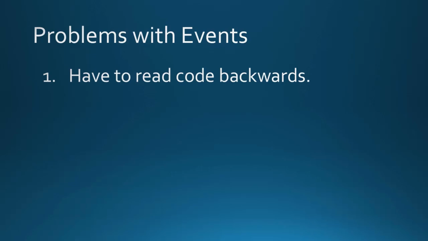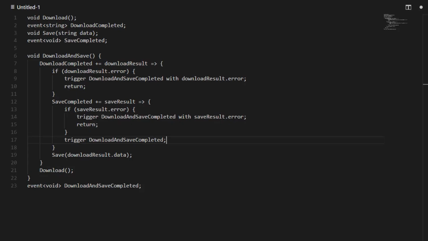First off, you have to read the code backwards. I mean, we wrote the code backwards, right? The first line of code that I wrote in download and save was in fact this download call. That was the first line of code that we actually wrote. That's logically the first thing that you do. So you end up having to read the code backwards. Well, first we download and then we save. That's logically what's happening here, but it's not obvious from the code.